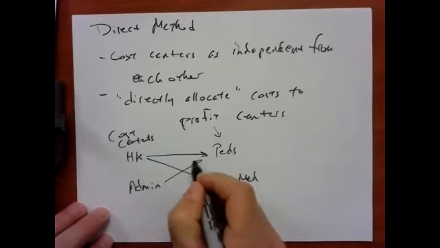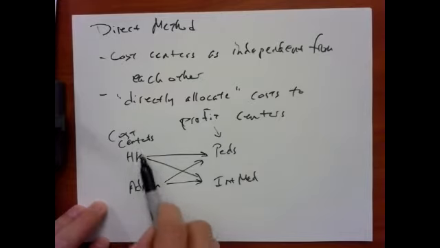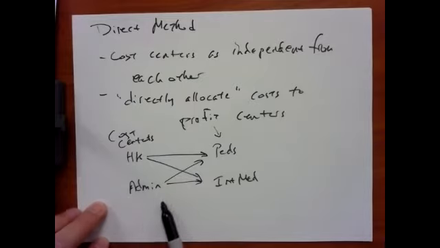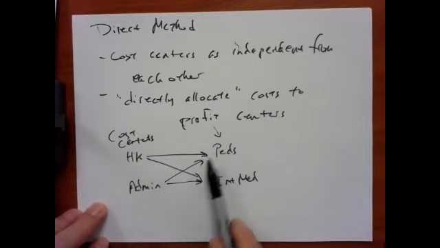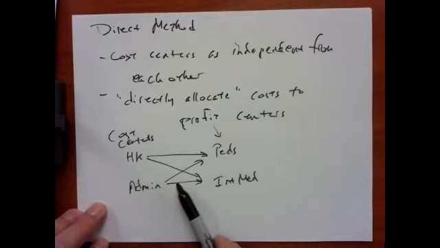Admin provides its services to peds and its services to internal medicine. And we're just going to try to figure out, we're going to calculate a cost pool for housekeeping, a cost pool for admin. We're going to figure out an appropriate cost driver to decide how much admin should go to each of these organizations and how much housekeeping should go to each of these organizations. And then we're going to calculate the allocation amount, the specific amount that winds up going from admin to peds and admin to internal medicine.